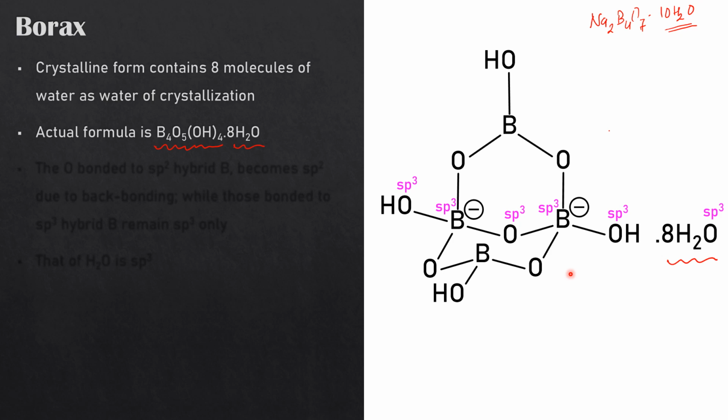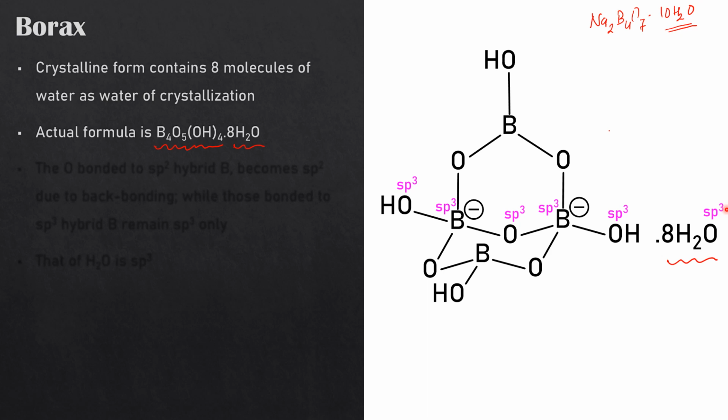Okay, and then we realize that this oxygen which is present over here can be undergoing back bonding with the boron's empty p orbital. This oxygen can be undergoing the back bonding with the boron. So this oxygen's hybridization will not be sp3. Those atoms are going to be sp2 hybridized. This is what we expect.